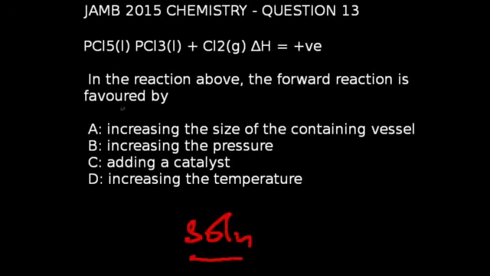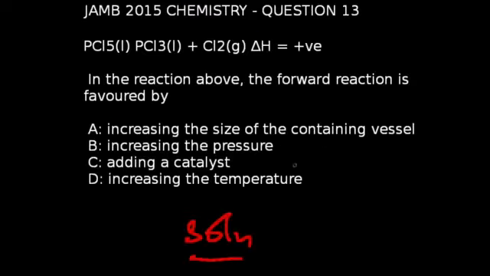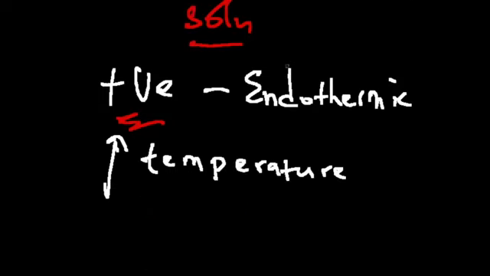Question number 13 of the JAM 2015 chemistry exams. In the reaction above, the reaction is favored by. The first thing I want us to know in trying to solve this problem is that the positive sign in the reaction tells us that this reaction is an endothermic reaction. That is to say, heat is absorbed from the environment.